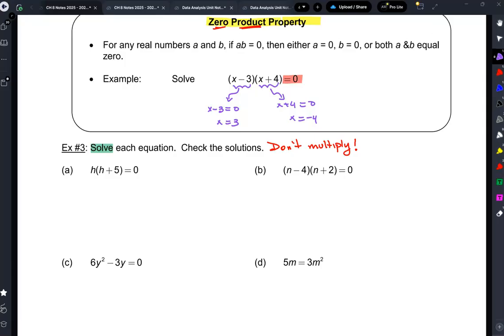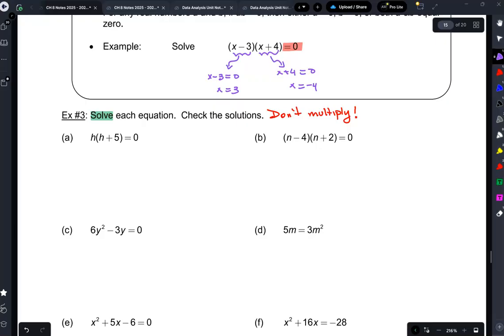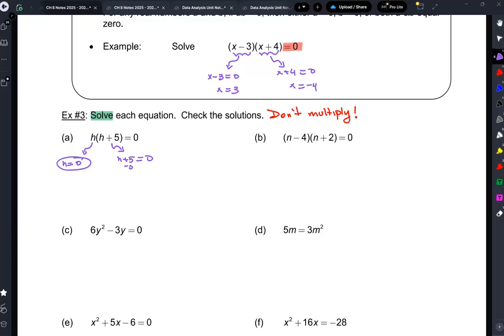So here's what we're going to do. This one, I have h times something else is equal to 0. So first I take the first one, I say h is equal to 0. Then I take the second one, I say h plus 5 is equal to 0. This first one is already solved, so that's my answer. This one, I do minus 5, h is negative 5 is my answer. Okay?